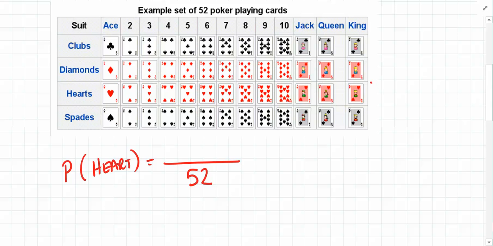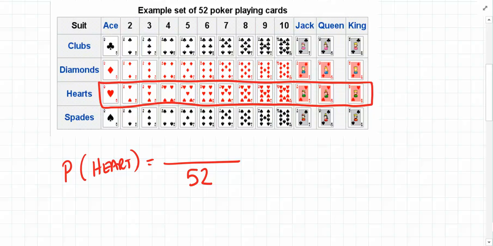If you look at this row right here, if I got any one of those, that would be a heart. You have to ask yourself, how many are there? There are 13. 13 out of 52 simplifies to a fraction of 1/4, and we always want to reduce our fractions when dealing with probability. So the probability of getting a heart from a regular 52 card deck is 1/4.